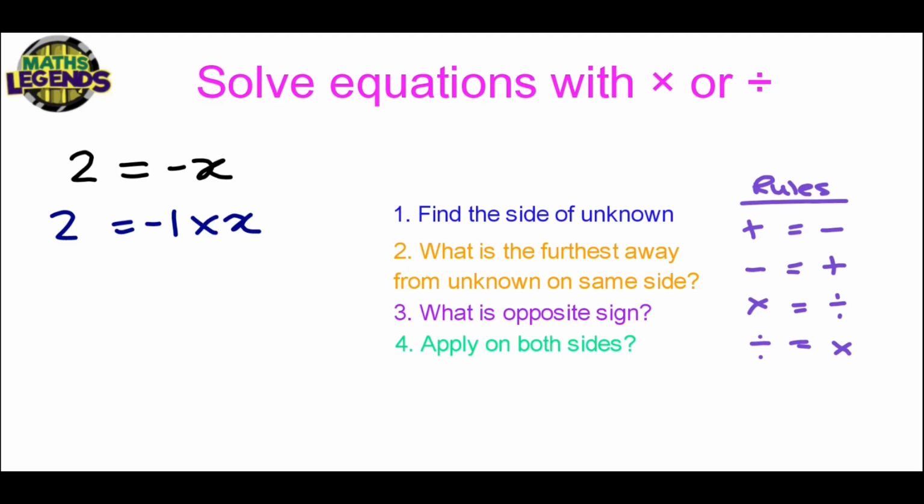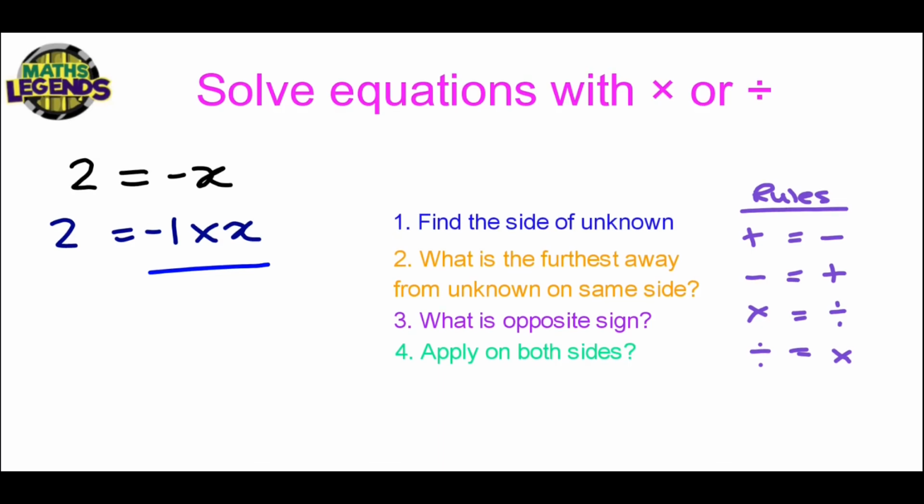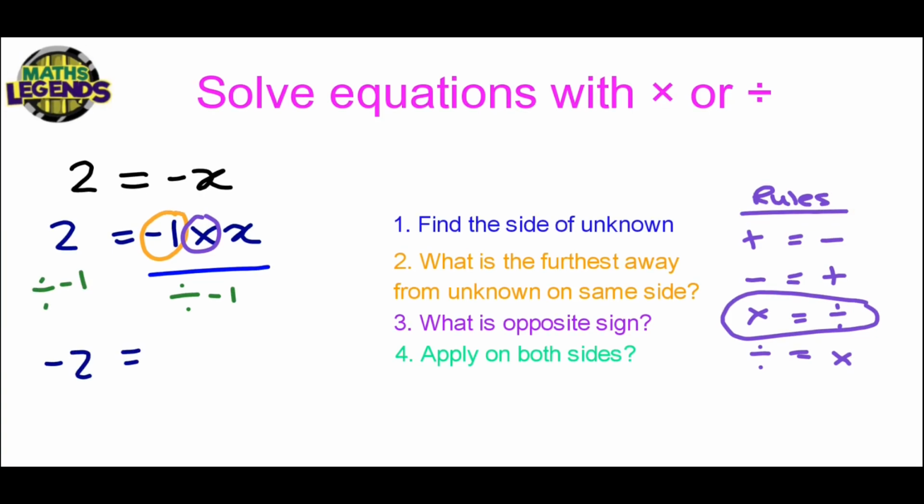So which side is x on? Well, that's on the right hand side. And what's furthest away from the unknown? Well, that's the minus 1. And that's what we want to get rid of. So to get rid of that, we have to break the link. So the link here is the times sign, and the opposite is a divide. And now we want to divide both sides by the -1, and we simplify. So that gives us -2 equals x.